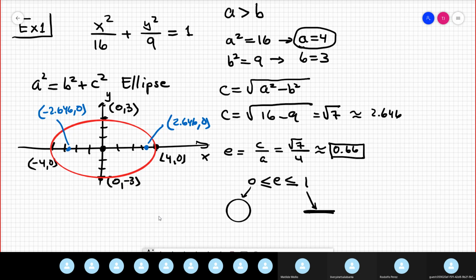My central idea now is who is h and who is k. So I need to find the coordinates of the center. The center is located at the point h comma k. Who is h and who is k? Who is h? Please compare this equation and the given equation. Who is h? Is h -3 or +3?